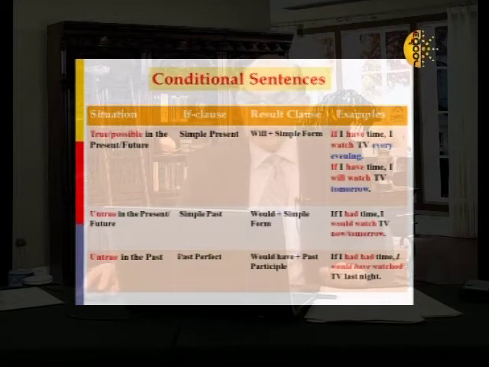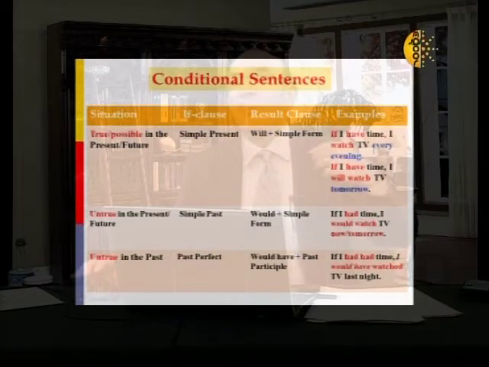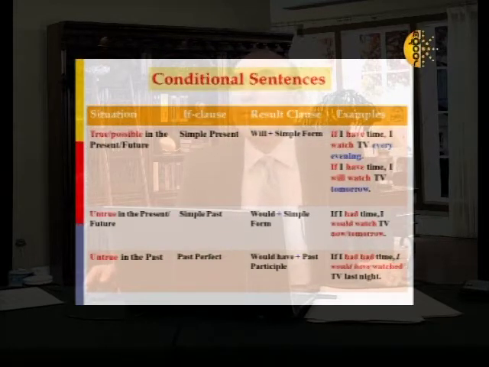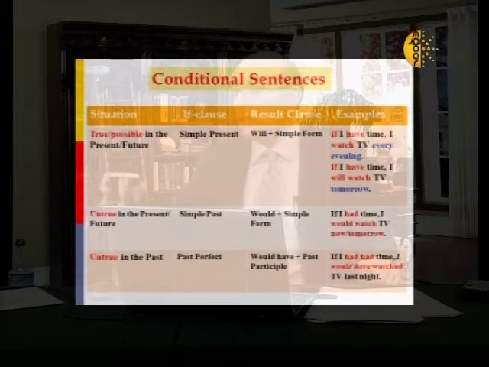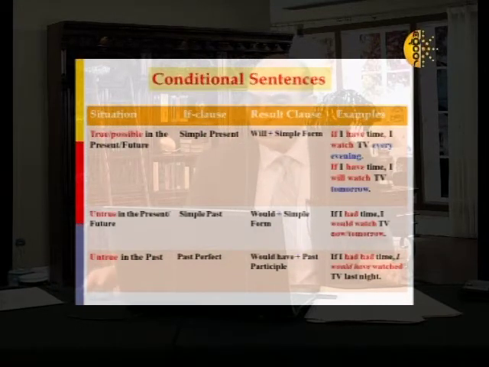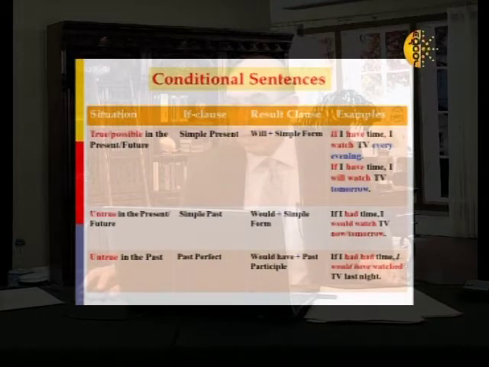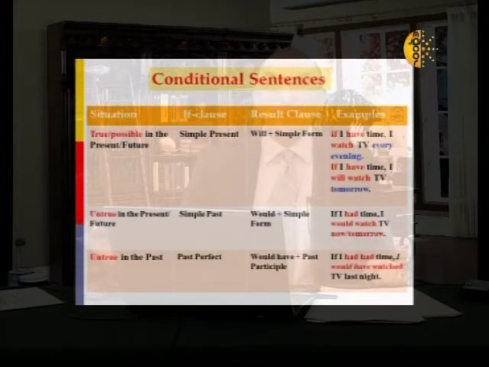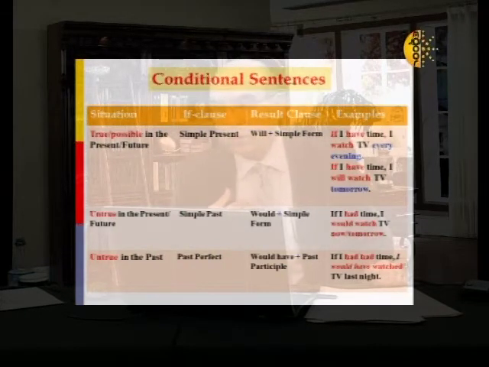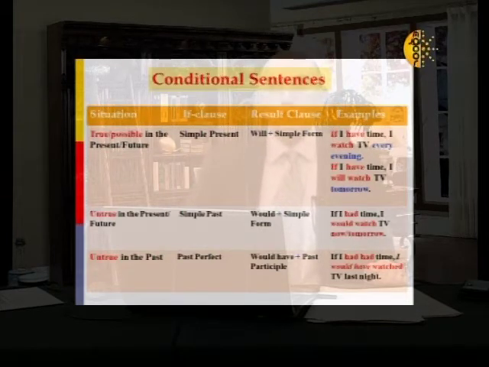Now, if something was impossible in the past, nothing happened because it was impossible, you use past perfect tense. Past perfect means what? You use had plus the verb past participle form. We studied the perfect tenses before. So you say, if I had had time, I would have watched TV. Now, if you don't want to use the word had twice, you could use a verb like go. So you would say, if I had gone to Afghanistan last month, I would have visited Kabul University. If I had gone means what? I did not go. So for past, you use past perfect. For present, you use simple past. For future, you use present tense.